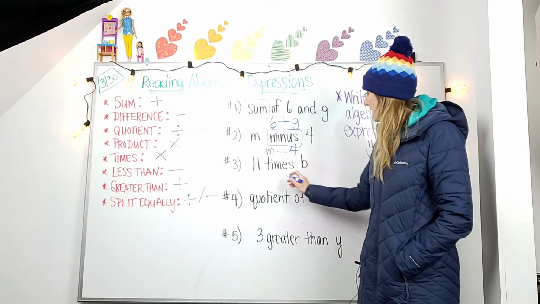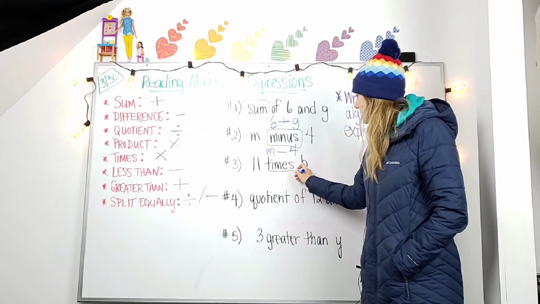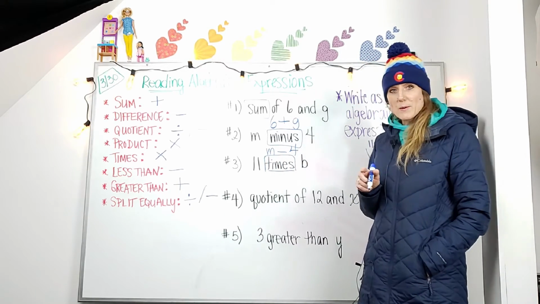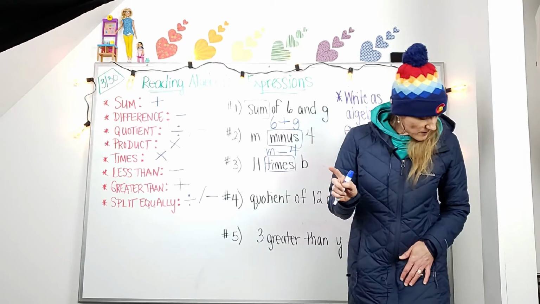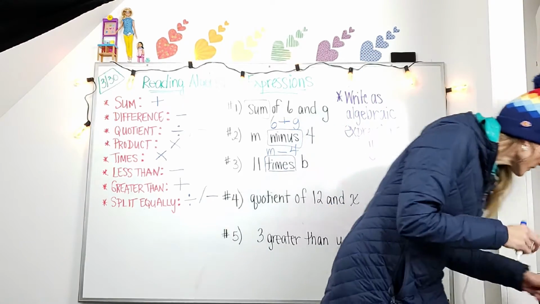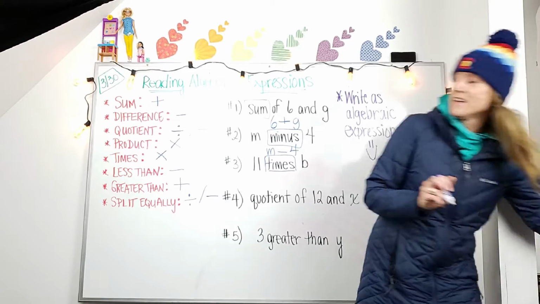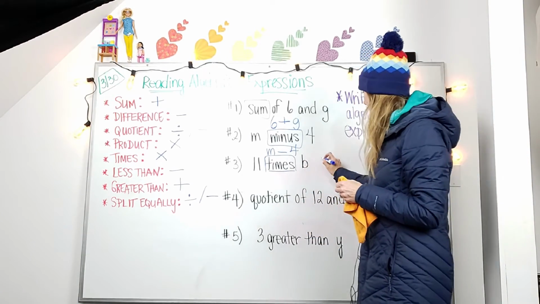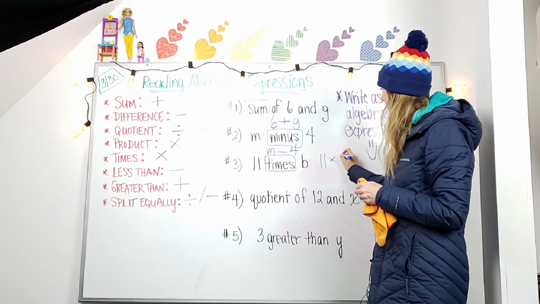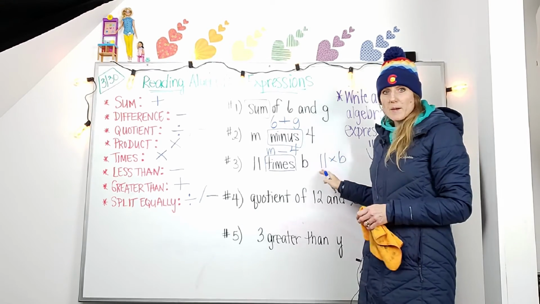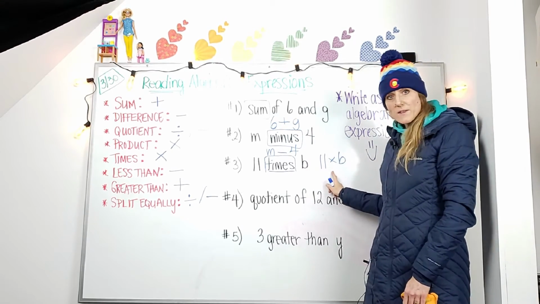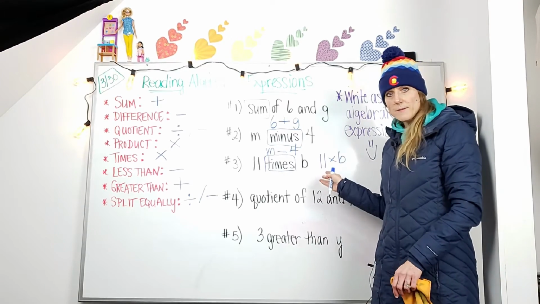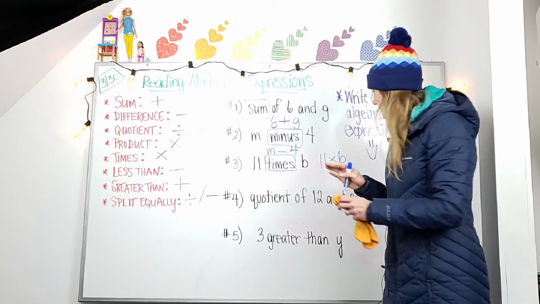11 times b. When I see the word times, I know that that means to multiply. Now remember, in fact, I'll show you this one on the board. Let me grab my dry erase rag. Our first instinct is to write that as 11 times b. But some of you might catch now that since we're in algebra, this kind of looks like 11xb. So we want to get rid of the multiplication sign.